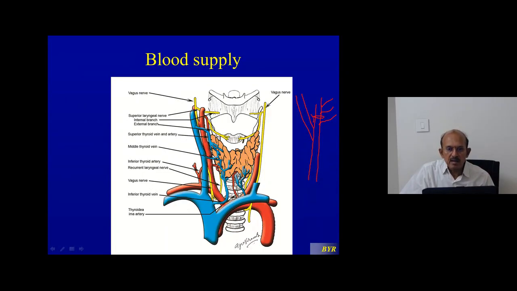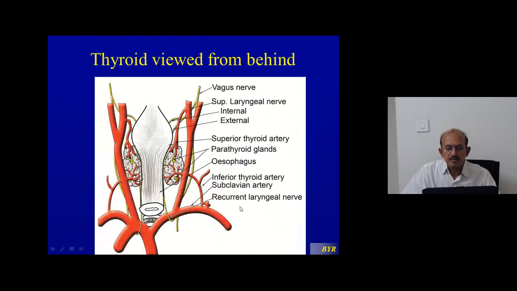Occasionally, there may be a third artery coming directly from the arch of the aorta or from the left subclavian artery. This is called the thyroidea ima. Yes, very good. Thyroidea ima. This is present only in about 3% of individuals. So many persons do not have this thyroidea ima artery. It is there only in about 3% of individuals.